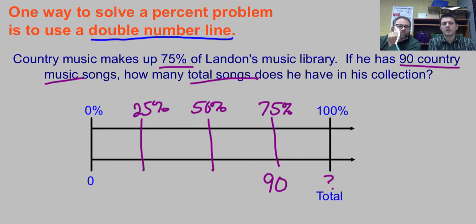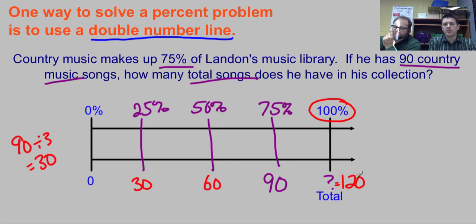We want to know what's his total. So think through our steps from last night. 90 is our third stop along the way. So it was 3 times some number got us to 90. So let's work backwards. 90 divided by 3, because it's my 1, 2, third stop, means I must have been counting by 30 at each place. So my first was 30, then my 60, 90, just what I wanted, and that means my last stop is 120. So 100%, all of his songs, is equal to 120 total songs.